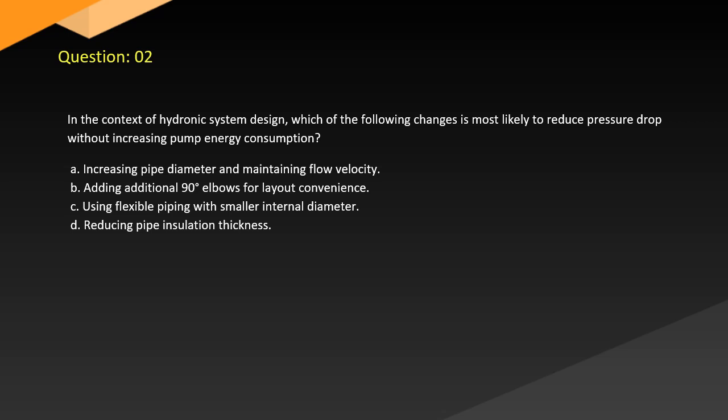Question 2. In the context of hydronic system design, which of the following changes is most likely to reduce pressure drop without increasing pump energy consumption? A. Increasing pipe diameter and maintaining flow velocity. B. Adding additional 90-degree elbows for layout convenience. C. Using flexible piping with smaller internal diameter. D. Reducing pipe insulation thickness.